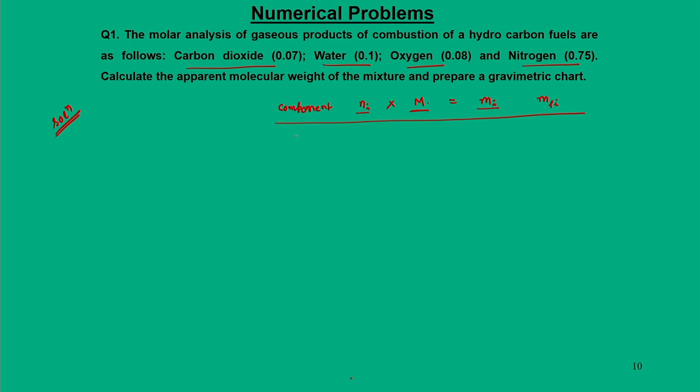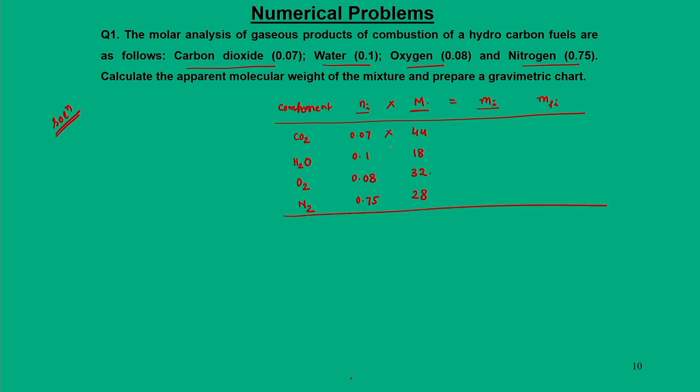Okay. So, we have CO2, whose mole fraction is given as 0.07, and the molecular weight of CO2 is 44. Then we have water, its value is 0.1, molecular weight is 18. Then oxygen, its fraction is 0.08 and its molecular weight is 32. Then we have nitrogen, molar fraction is 0.75 and its molecular weight is 28.